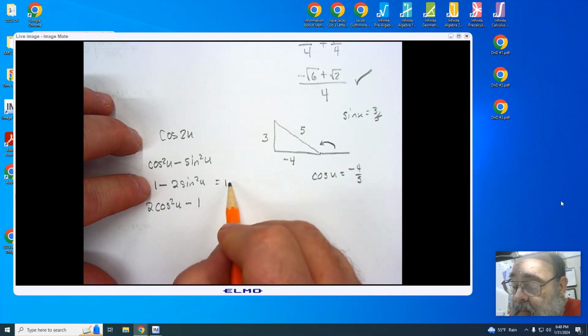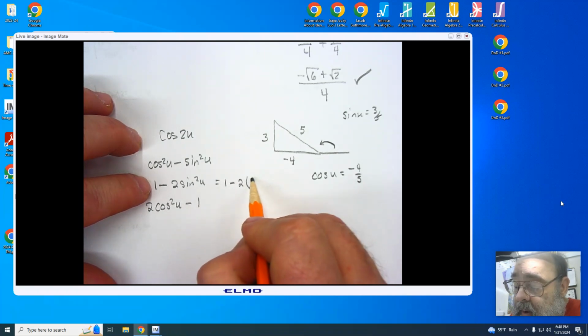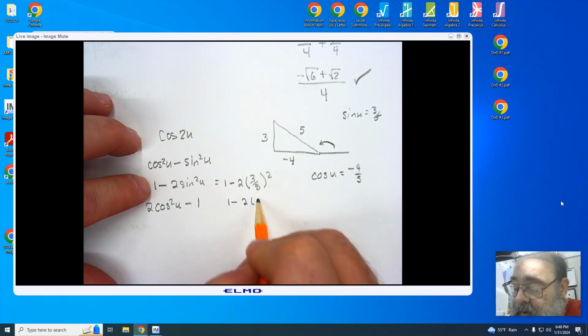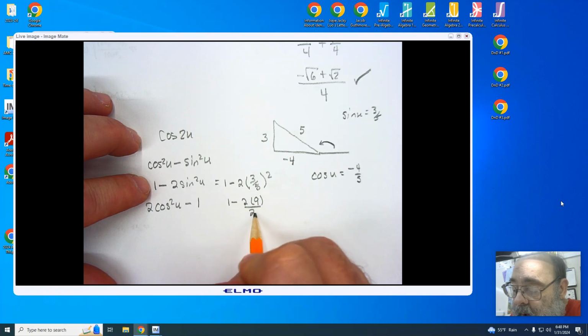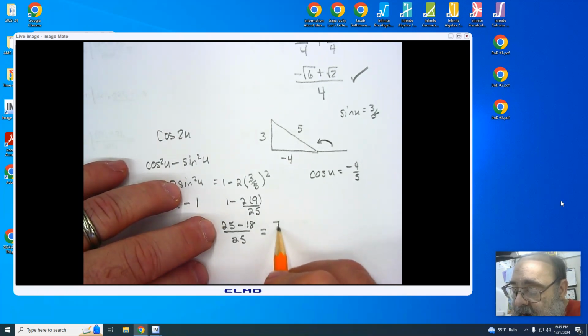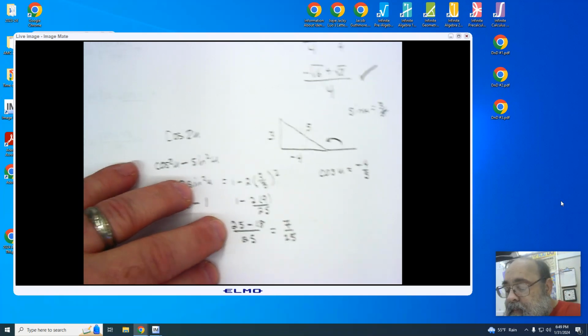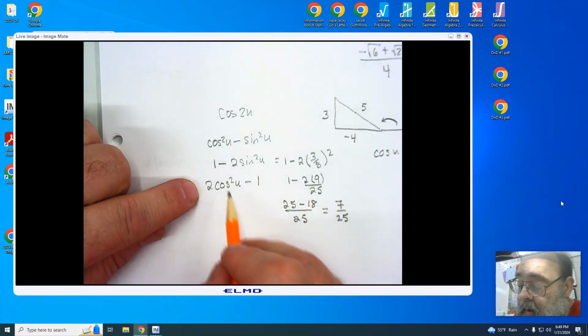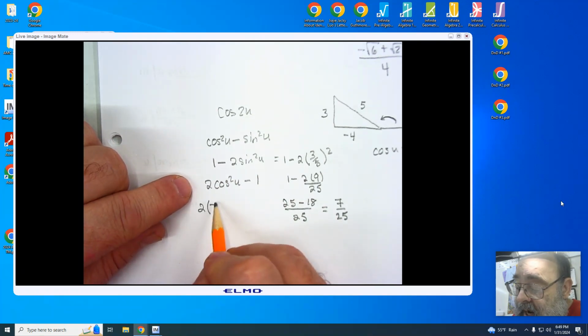I'm going to go ahead and take a look at my first option. So I have 1 minus 2 times 3/5, the quantity squared. That would give me 1 minus 2 times 9 divided by 25, which would be 25 minus 18 over 25, and my answer would end up being 7/25.